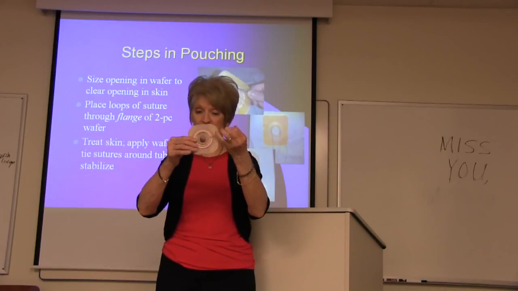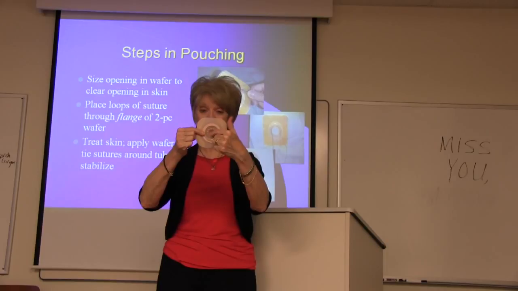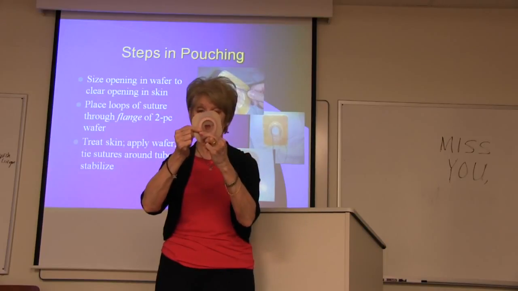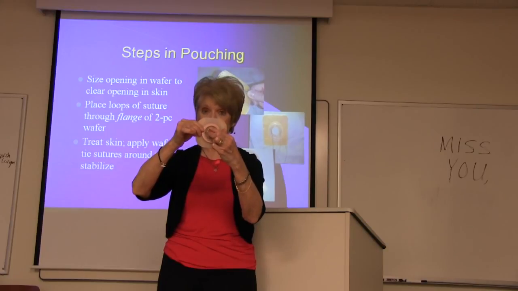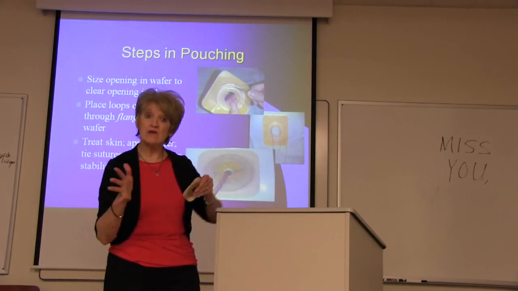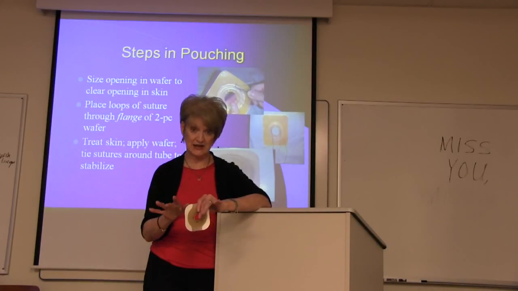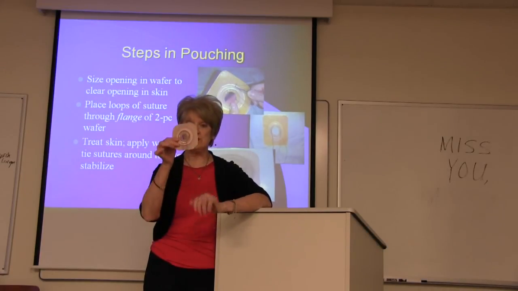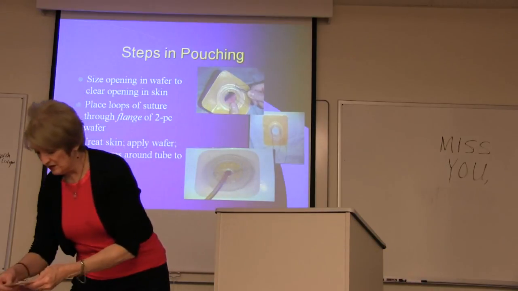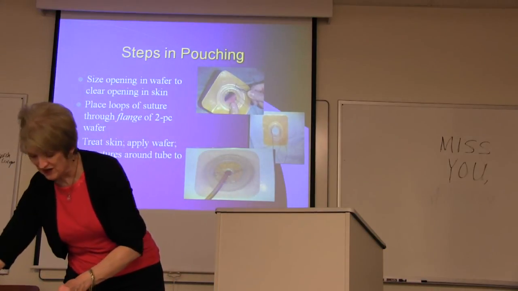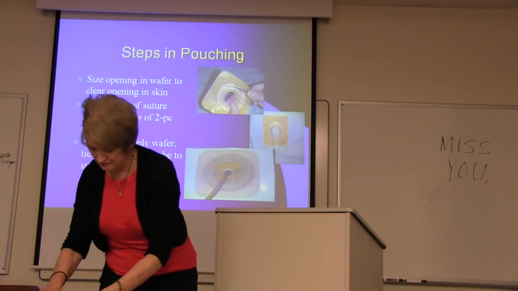So we get our wafer ready. When it's ready, I have an opening that's larger than the opening in the skin, and I have 2 loops of thread facing the center. Now I'm going to clean the skin, I'm going to treat any damaged skin areas, and I'm going to put this down around my tube. Now let me show you how we tie it around the tube. You can see on the slide.